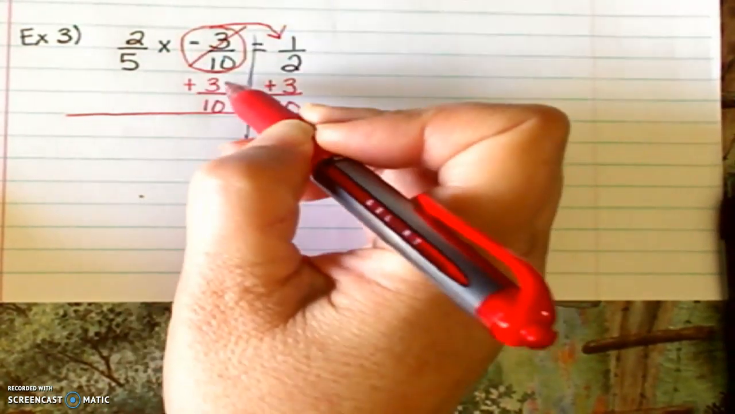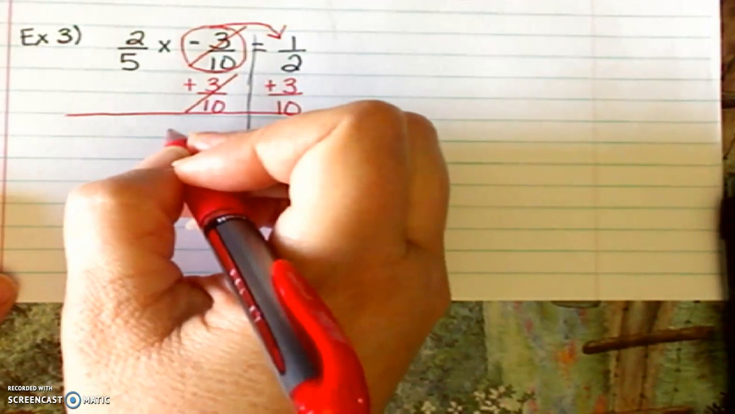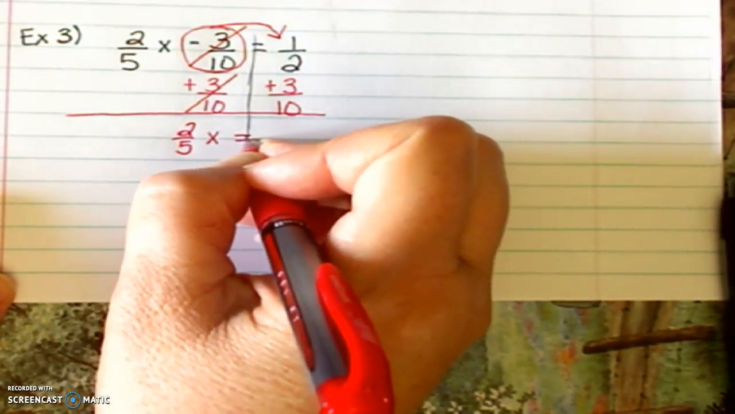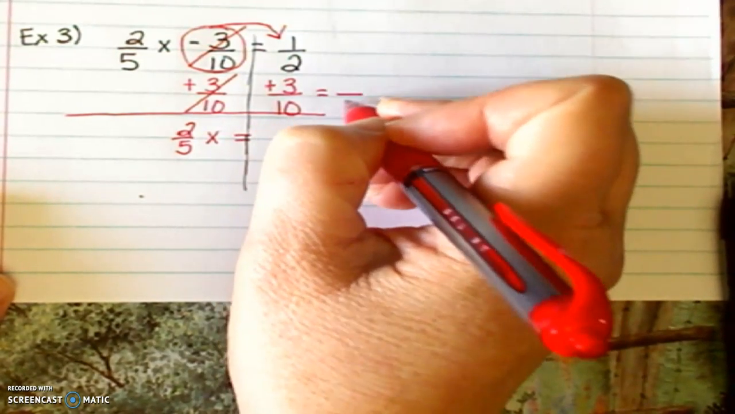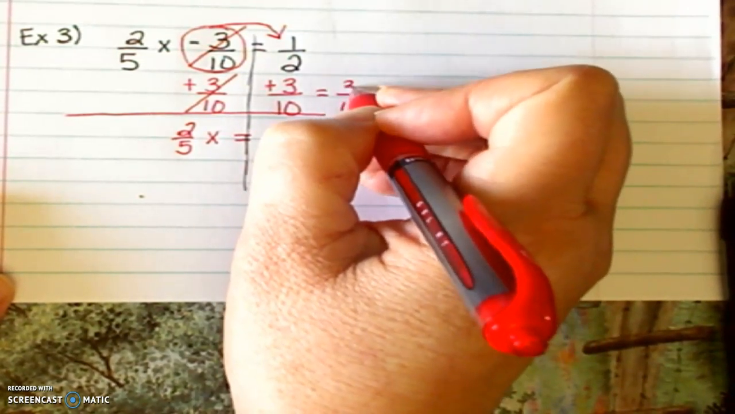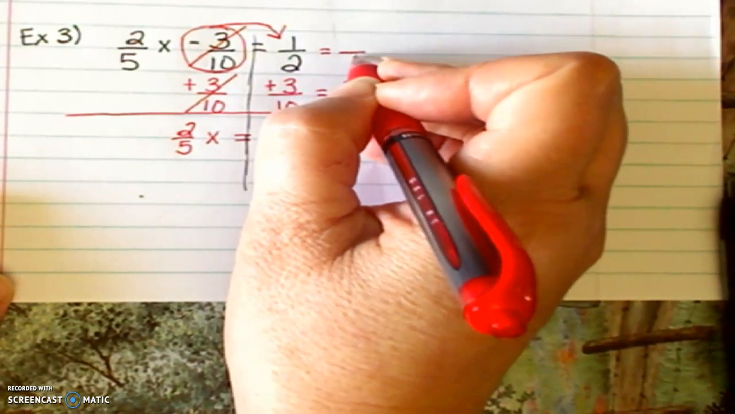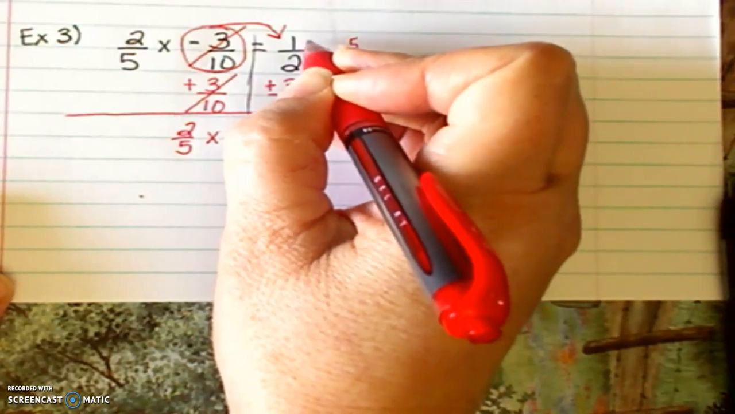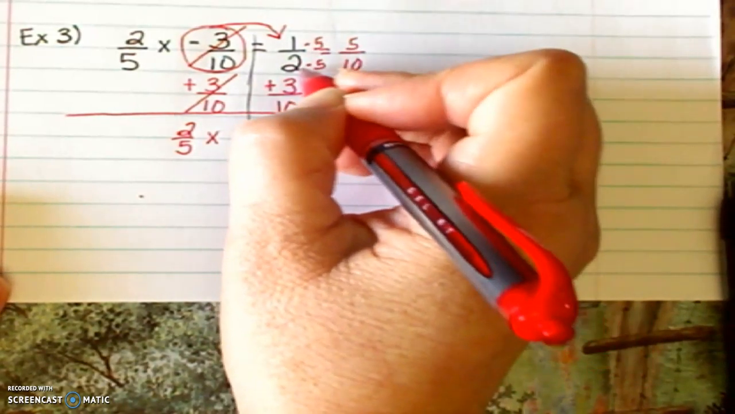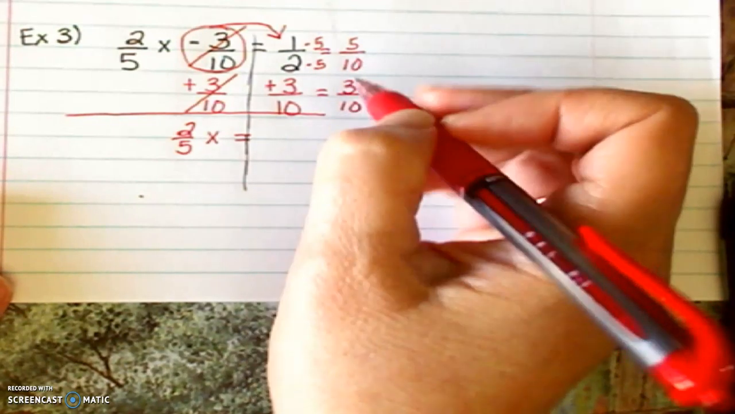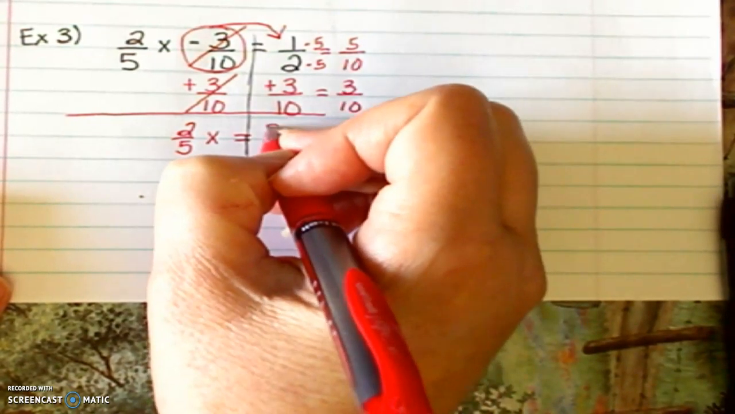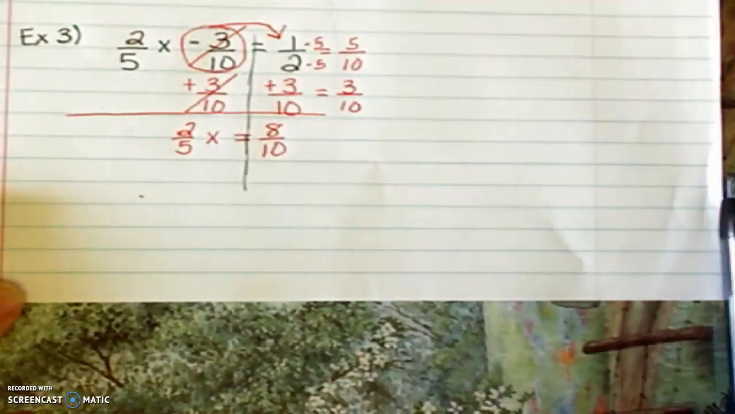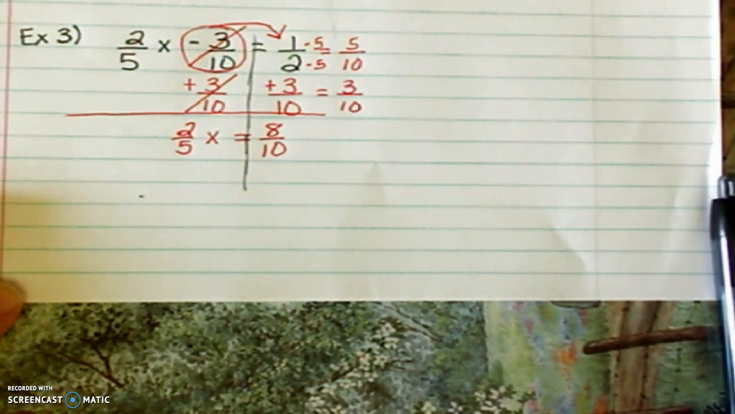So additive inverse, negative 3/10 and positive 3/10 is 0. So we end up with 2/5 x is equal to, get your common denominator, which is 10. So you have 3/10, and 5/10 is the same thing as 1/2, or you got to multiply by 5 over 5. 2 times 5 is 10. Now if you add those, you end up with 8/10. Now you could reduce that to 4/5 if you wanted to, or you can just wait for the next step in order to do that.